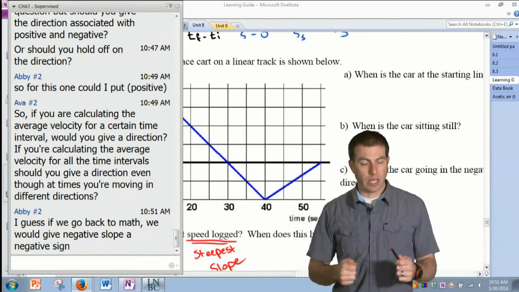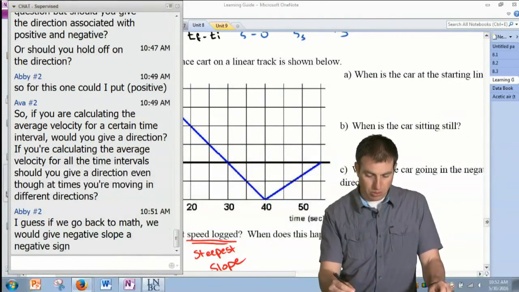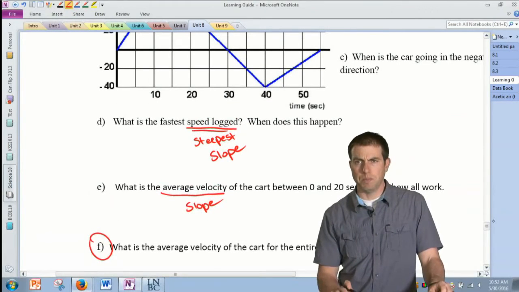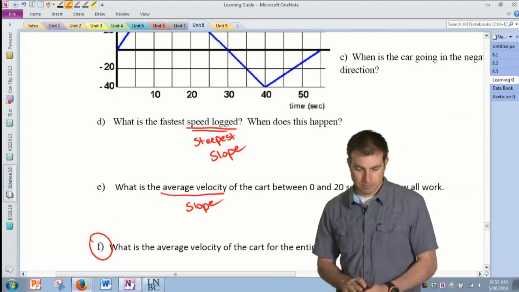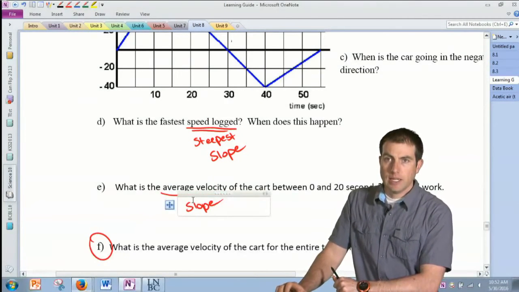I'll go through the answers to these next day if you guys end up with questions. I know you'll have a question about F for sure. So try it, but I have a feeling most of you will want to see it done anyways.